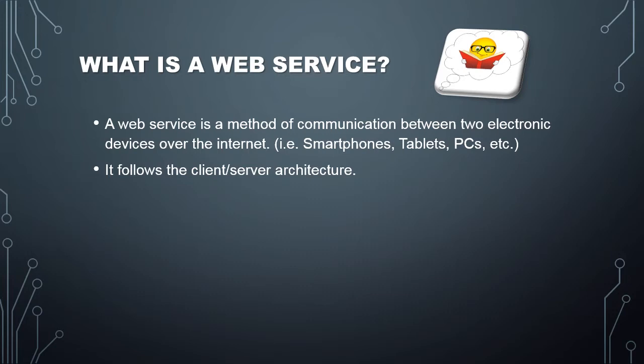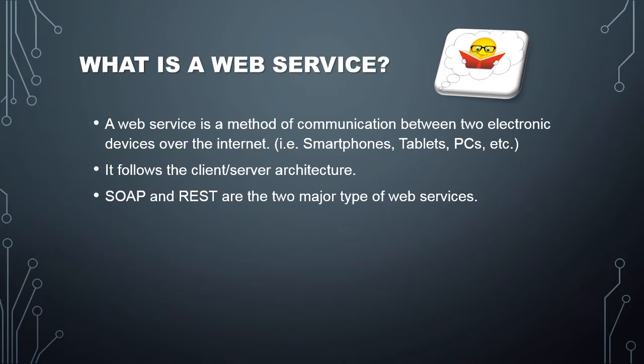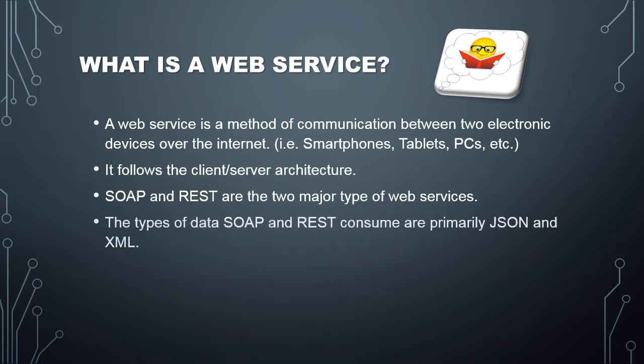For those of you that don't know what a client-server architecture is, you may want to look that up. But most of you probably do, seeing as how you're in the IT field. But I will not explain what it is. That's outside of the scope of this presentation, so we will continue. SOAP and REST are the two major types of web services. The types of data SOAP and REST consume are primarily JSON and XML.